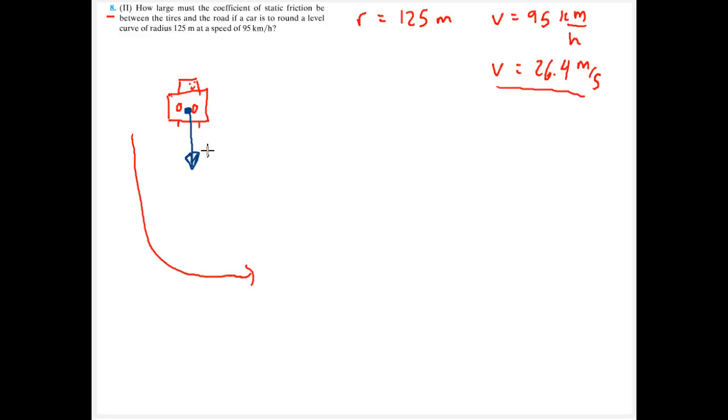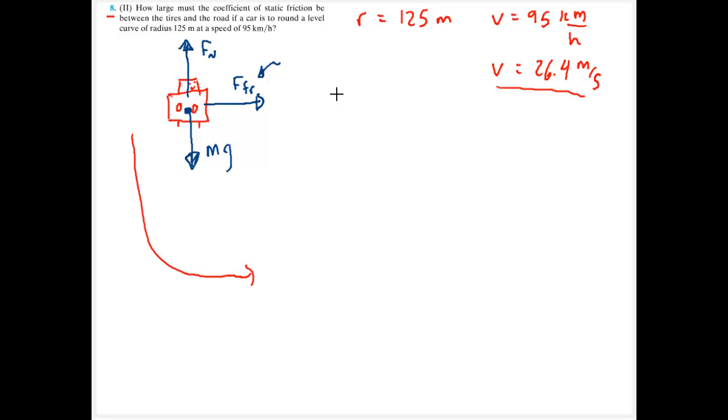It's always going to have its weight, its mass times gravity, in the downwards direction, and here the road is supporting it with some normal force. Since it's rounding the bend, the force of friction between the tires and the road must be applying a force in that direction. And we also would say that this must be static friction. The reason I say that is because the car is not sliding around the bend.